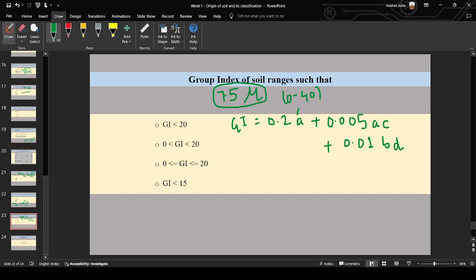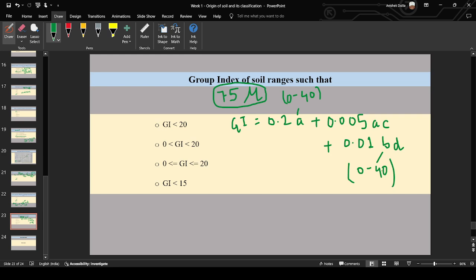Similarly, B refers to that percentage passing through 75 microns which is more than 15% and less than 55%. I repeat, B refers to that percentage passing through the 75 micron sieve which is more than 15% and less than 55%. That percentage only we'll consider over here. So the minimum is 15%, maximum is 55%. Then the range again for B is 0 to 40.